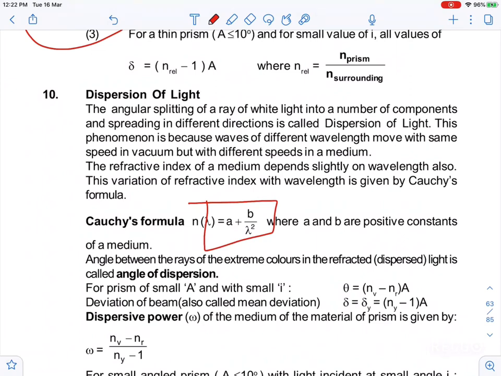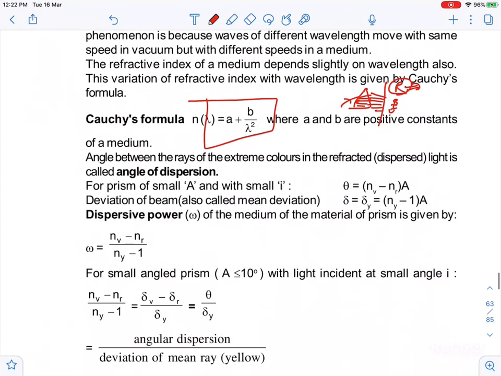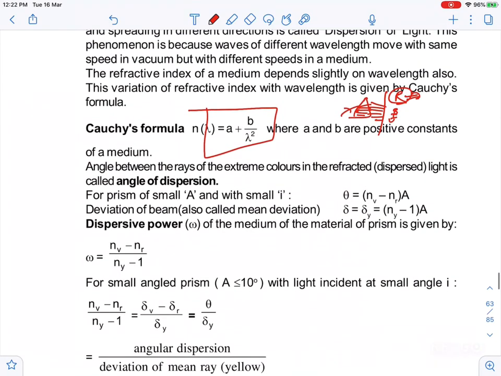Dispersion, this Cauchy's formula you have to keep in mind. Dispersion is actually the splitting of light when you pass white light through a prism. So the constituent colors are VIBGYOR. Red has the maximum wavelength, so the deviation, or dispersion, of red is less.